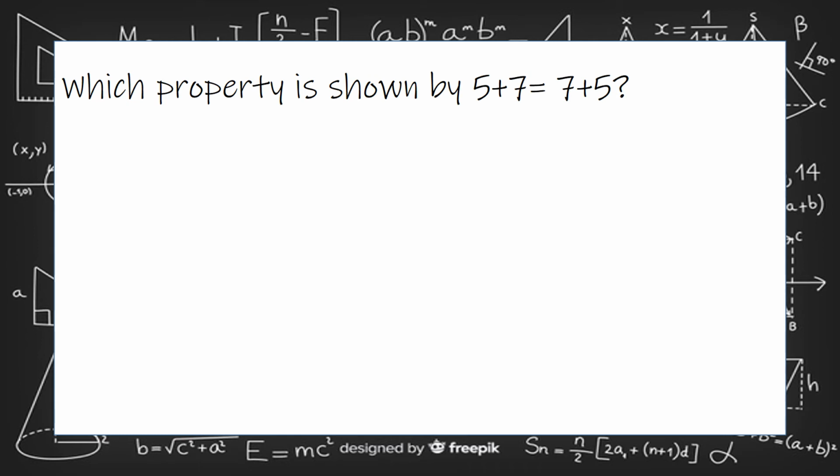What property is being shown by 5 plus 7 equals 7 plus 5? Well, when you look at this one, it looks like over the equal sign, it's just flipped over. When you flip it over, it looks like it's being reflected. So this is the reflexive property of, and these are being added, so addition.